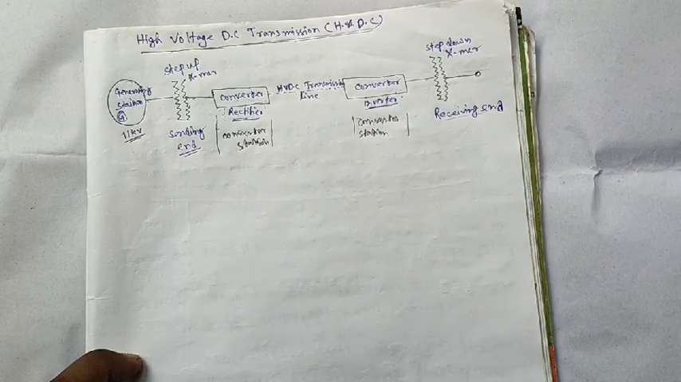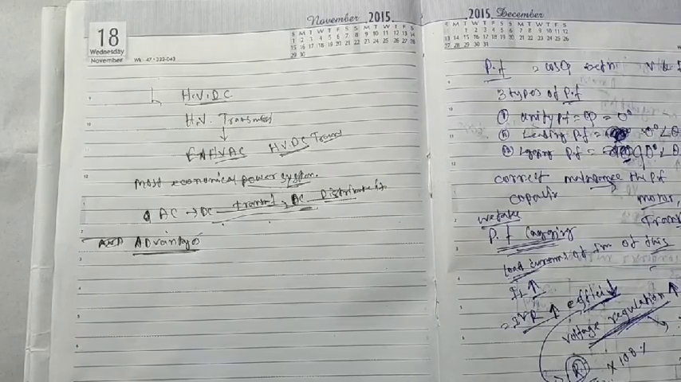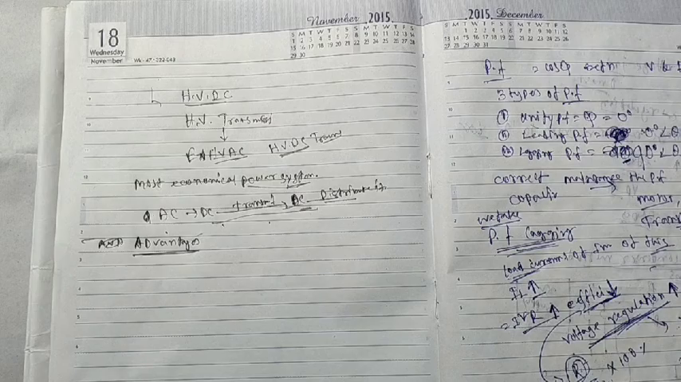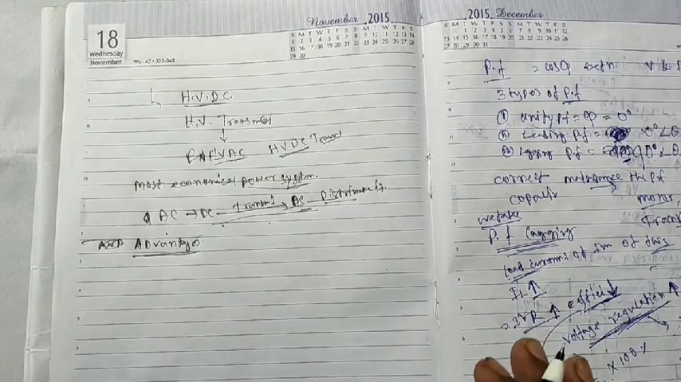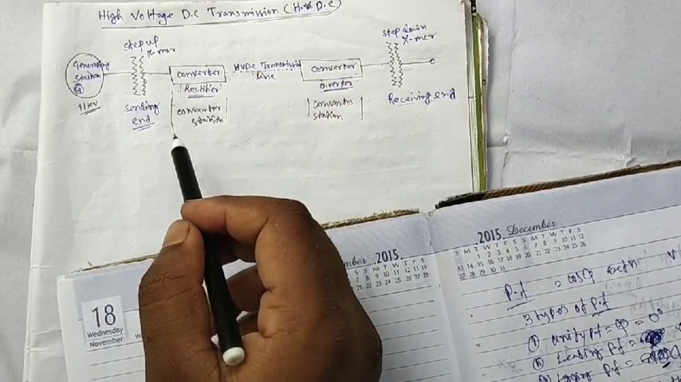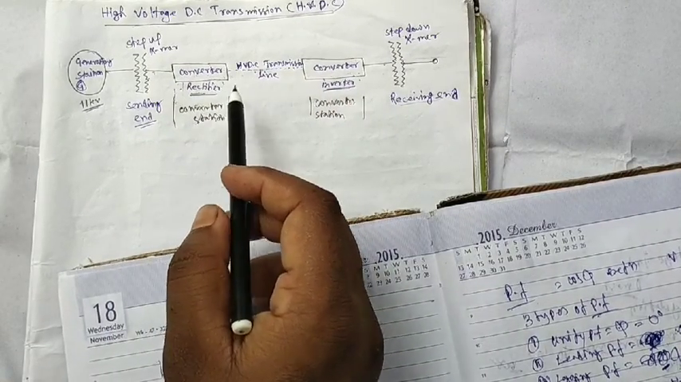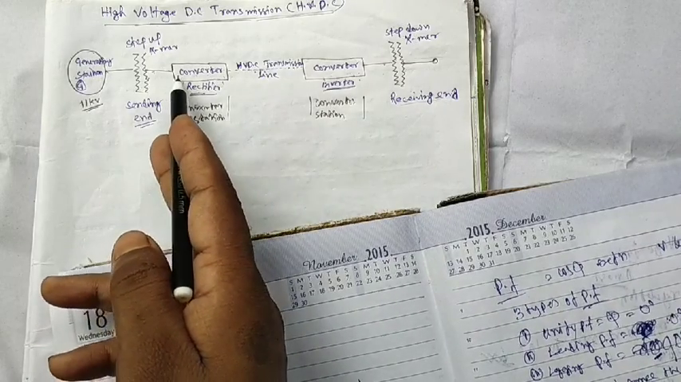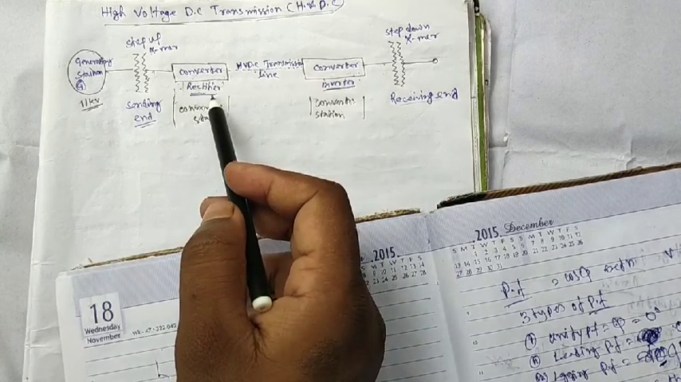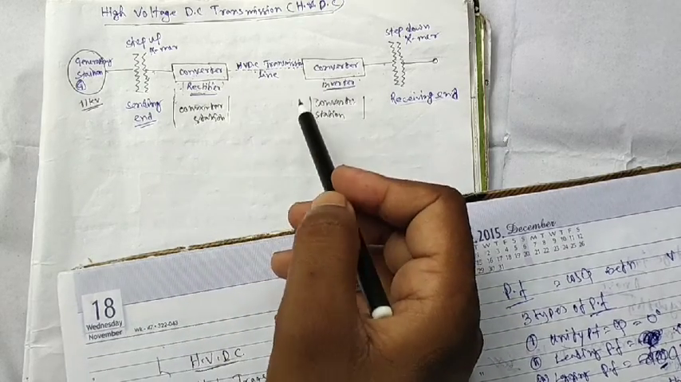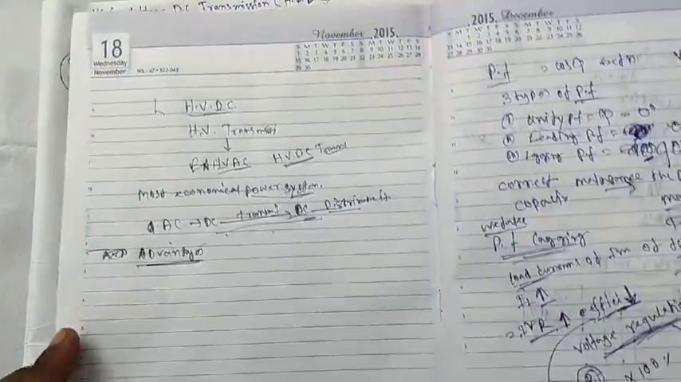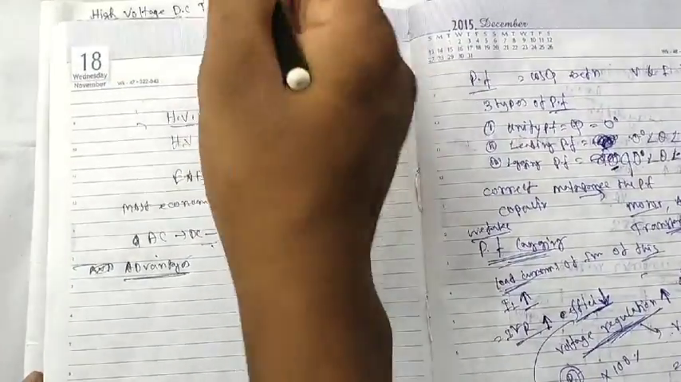So the question in our mind is, why do we use this complicated circuit in a transmission line? It is more complicated than AC transmission, because in AC transmission we don't need a converter, rectifier or inverter, but here we need one rectifier converter and one inverter. So why do we use this system? What is the advantage of this complicated circuit?